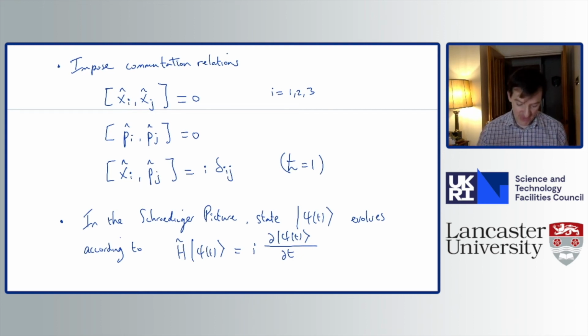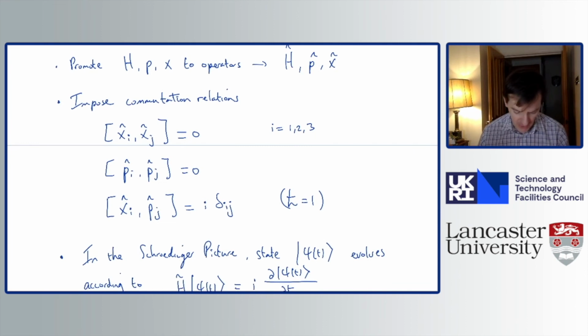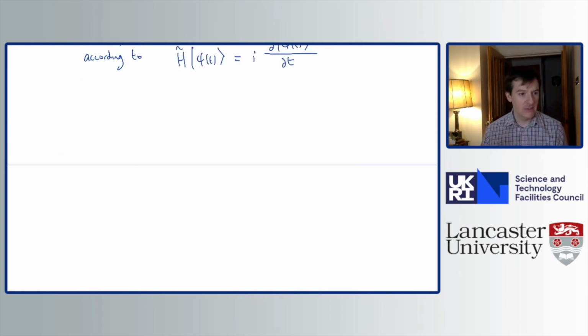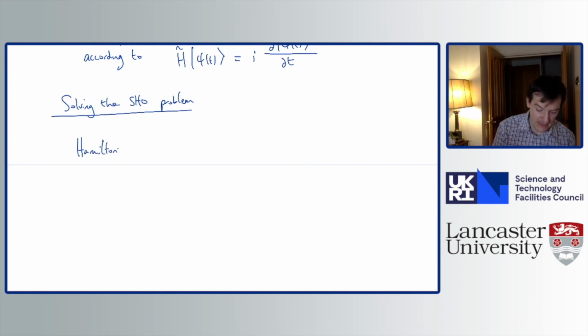So that's the general picture of what happens in going from the classical theory to the quantum theory. Let's turn our attention back to the simple harmonic oscillator. Consider how we solve this problem. Our Hamiltonian, we're going to promote it up to an operator, which we indicate by putting little hats on top. H is p squared over 2m plus a half m omega squared x squared.